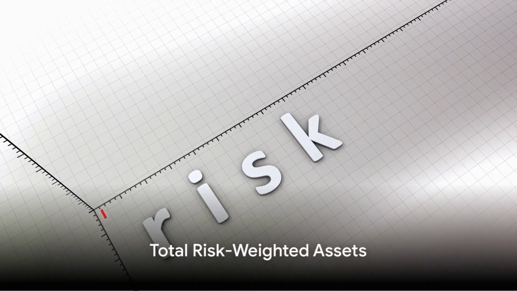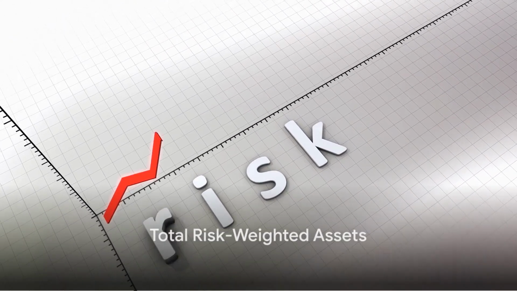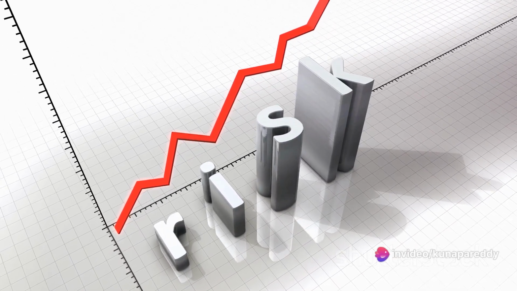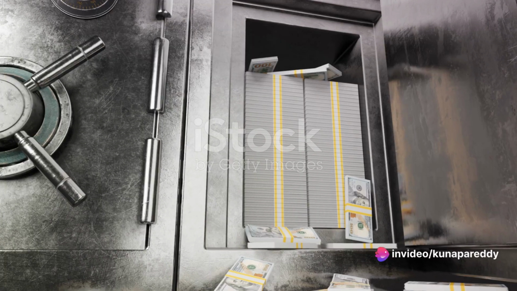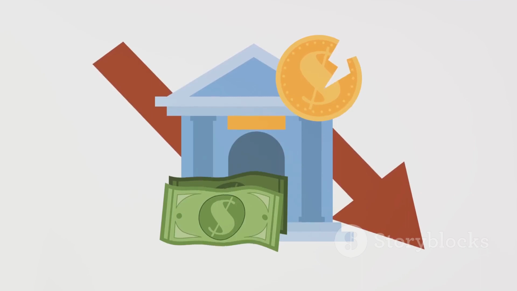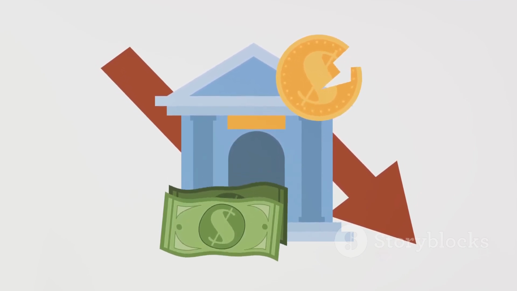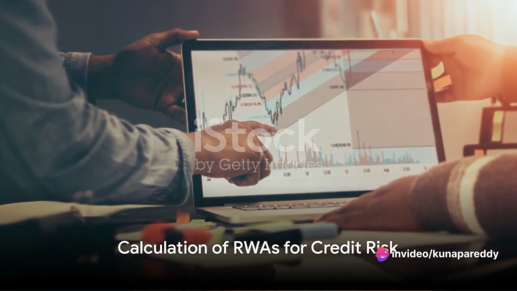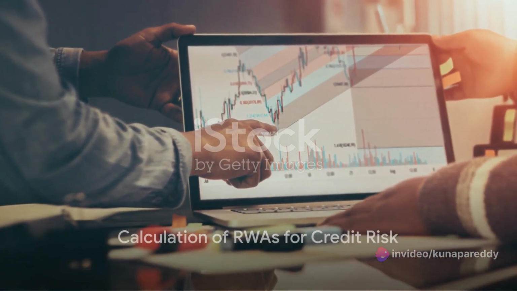After calculating the RWAs for each asset class, the bank sums up these values to arrive at the total risk-weighted assets. This total represents the minimum amount of capital that the bank needs to hold to cover potential losses from its portfolio of assets. Now, let's consider how RWAs are calculated for credit risk.